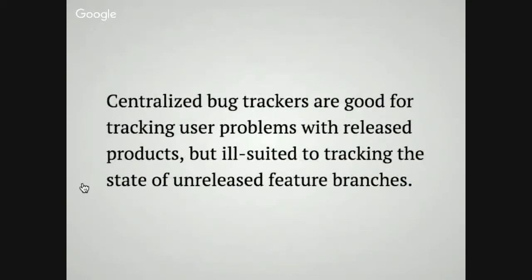Centralized bug trackers, I think, are great for tracking user problems with released products, but when you're talking about unreleased feature branches where you're trying to keep track of all this, you're not going to put it in Bugzilla or Redmine, whatever you're using. It's ill-suited to that because it doesn't work into your workflow, and these branches aren't even released yet, right? So you don't want users to know, oh, on this thing I'm developing, this doesn't work yet. That doesn't really make any sense.